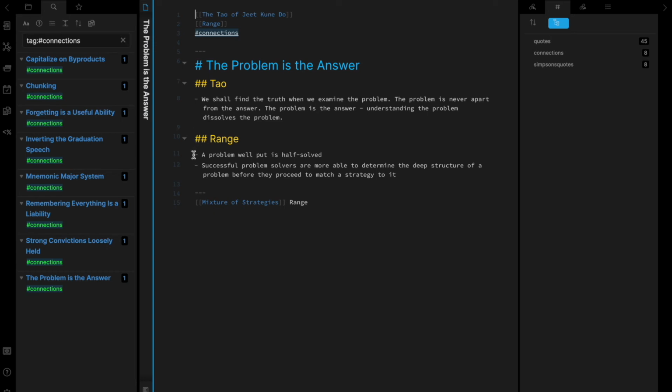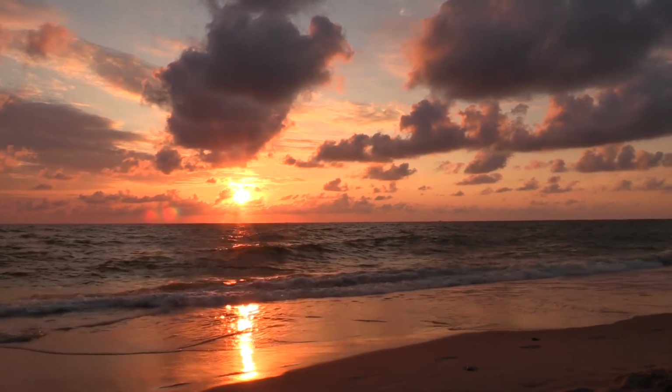I encountered the same idea in David Epstein's book Range. A problem well put is half solved. Successful problem solvers are more able to determine the deep structure of a problem before they proceed to match a strategy to it. I love using Obsidian.